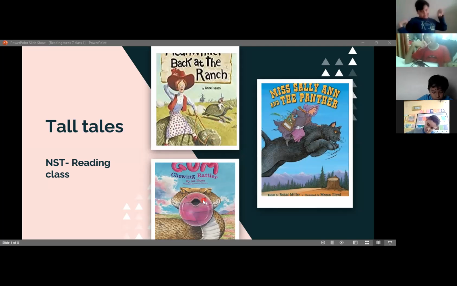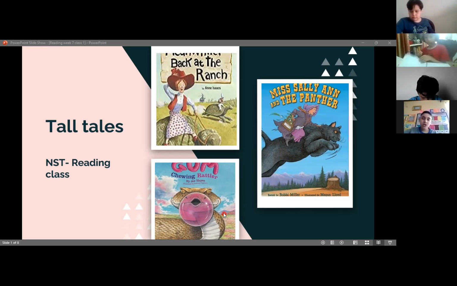What about number 2, the one that says gum, chewing rattle? Why do you think this might be an example of a tall tale? Yes, it's an example because it's unbelievable. This cannot happen in real life. Yes, that's right. Snakes cannot chew gum. It's impossible. Humans can, but animals cannot. So just by seeing this picture, we can identify that this is a good example of a tall tale. It's unbelievable, with some exaggerations. We are not going to read these books, but just by seeing the picture we can tell.